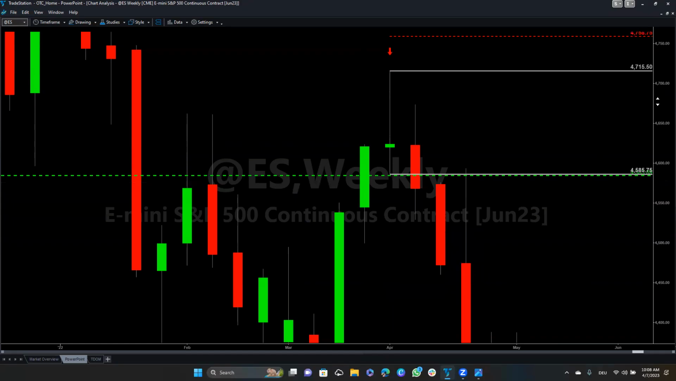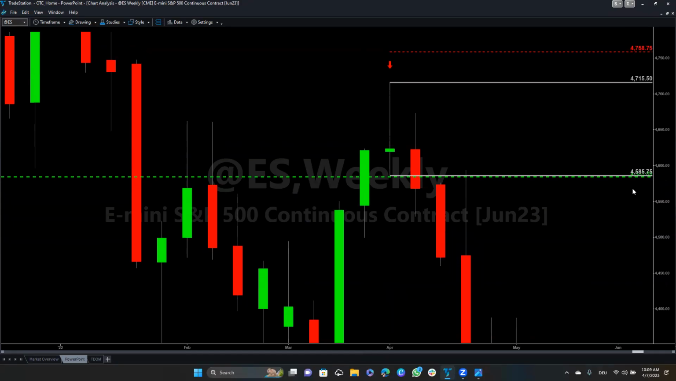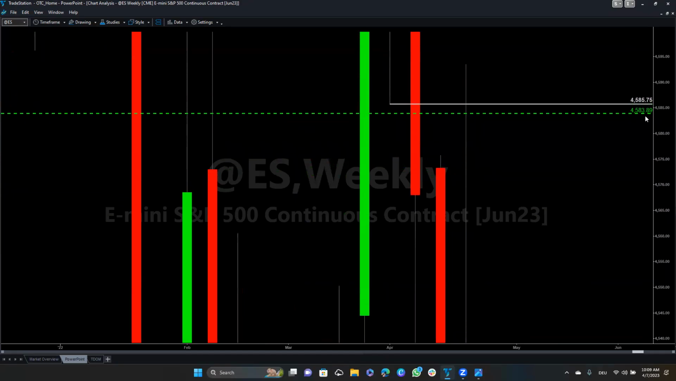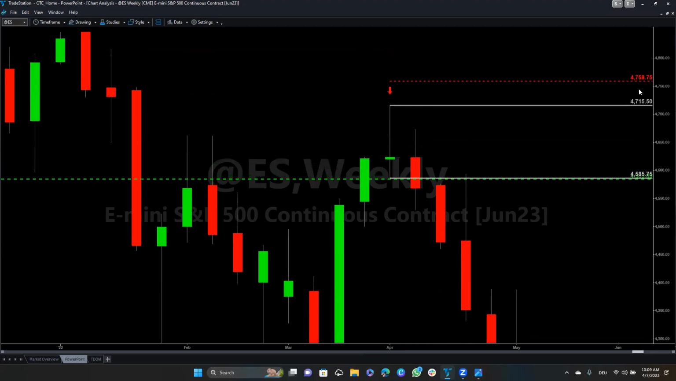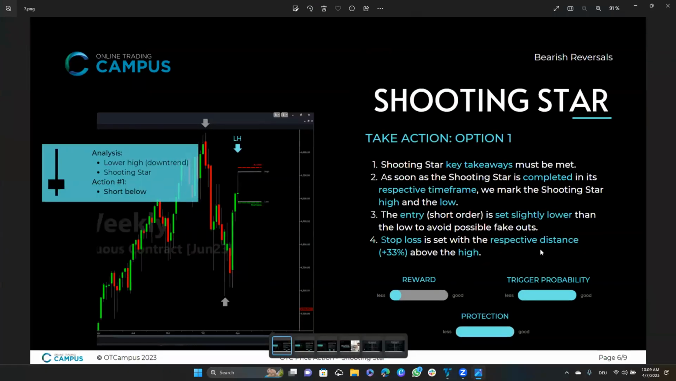Here, this is our stop loss. That means your entry is 4,583.89 and your stop loss is 4,758. That is option number 1, guys.